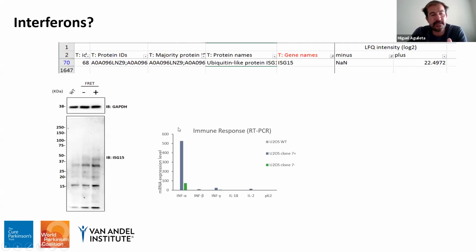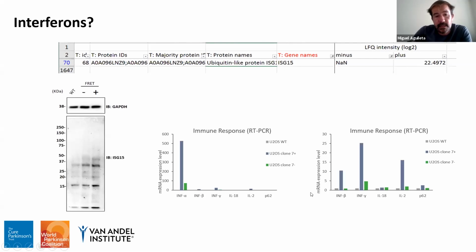As I mentioned, ISG15 is highly upregulated by interferons. So we checked for interferons with RT-PCR. And we found a massive 500-fold increase in interferon alpha for cells with aggregates compared to cells without aggregates, and almost nothing for wild type. If you exclude interferon alpha from that graph, you can see the other interferons that I was measuring. Interferon beta is also increased. Interferon gamma is also increased. IL-2. P62 is there because I had seen it being upregulated, so that's just a control.